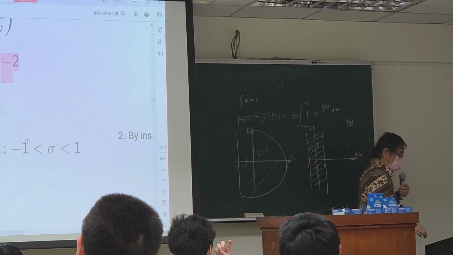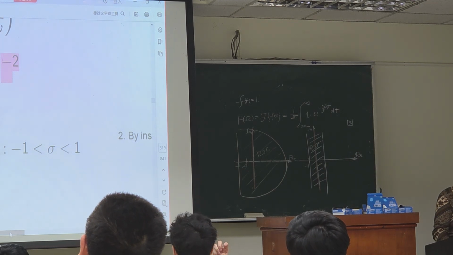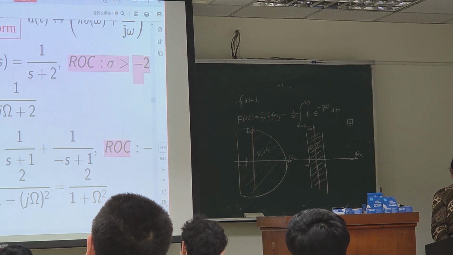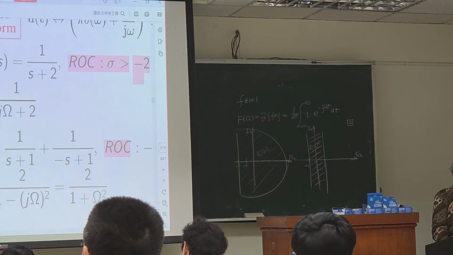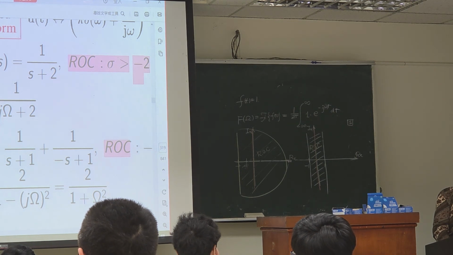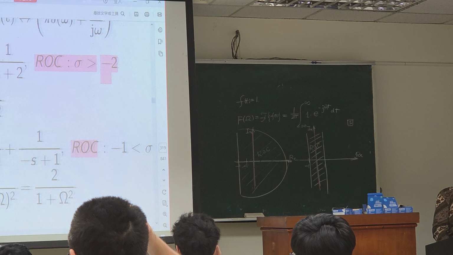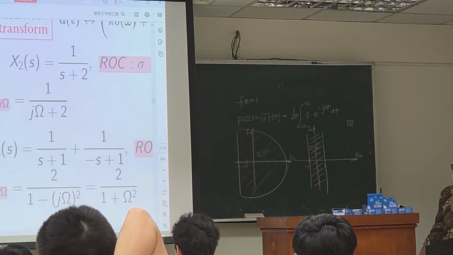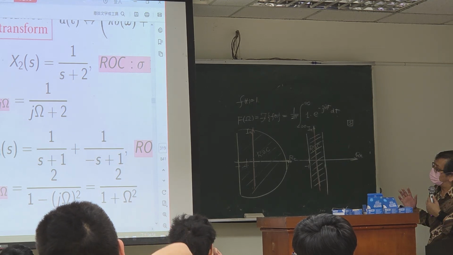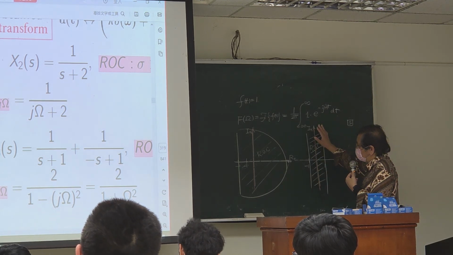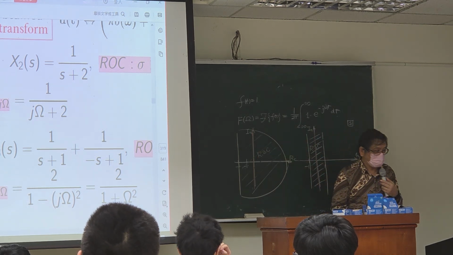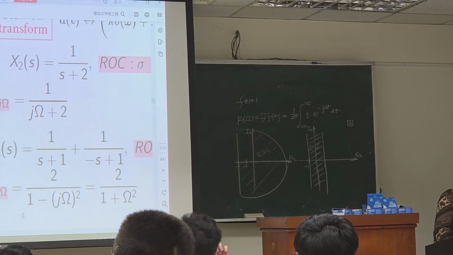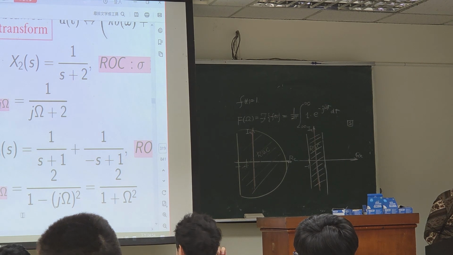So again, it contains the imaginary axis. So to determine the Fourier transform of the function x3 of t, we can simply replace s by j omega. And that will give us the Fourier transform, or I prefer to call it the frequency response, directly: 2 over 1 plus omega squared. So that's the benefit of using the Laplace transform if the region of convergence contains the imaginary axis. Okay, all right. Let's move on to the next one.